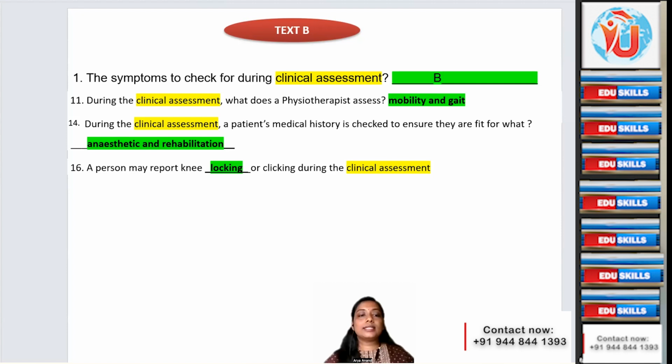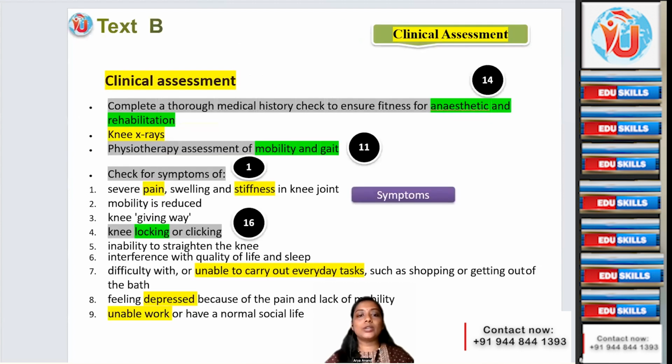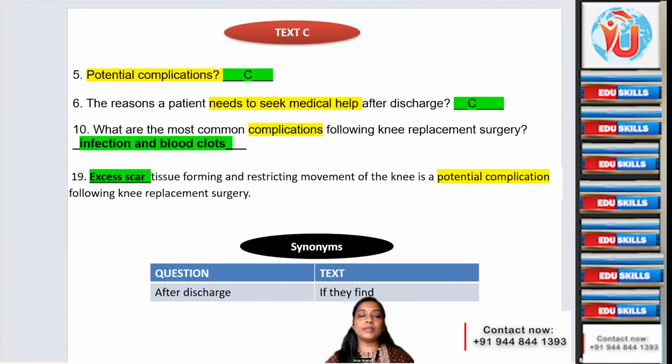Okay. Then 16th one, a person may report knee locking or clicking during the clinical assessment. That also is clearly mentioned here, knee locking or clicking, and check symptoms. Yes. Okay. Then we'll move to text C, potential complication, definitely from C because the potential complication heading is there. Okay. Then the reason a patient needs to seek medical help after discharge.